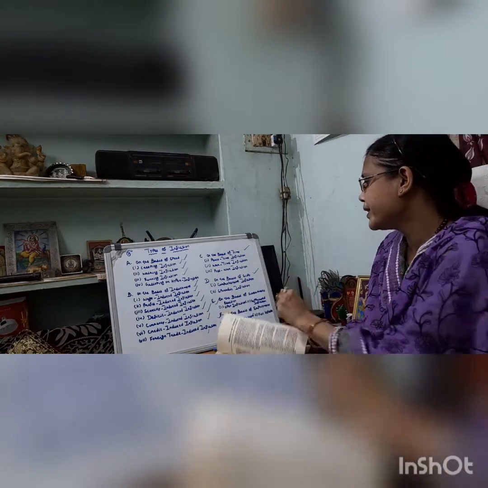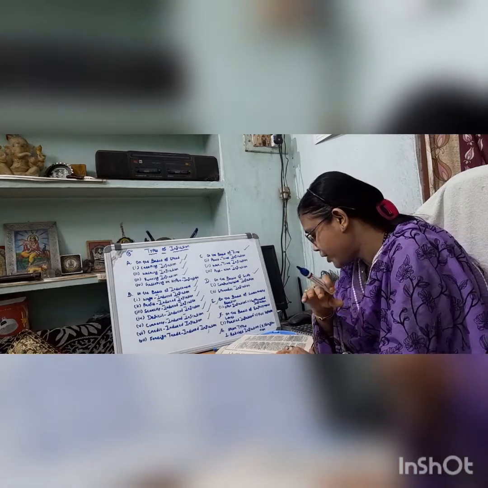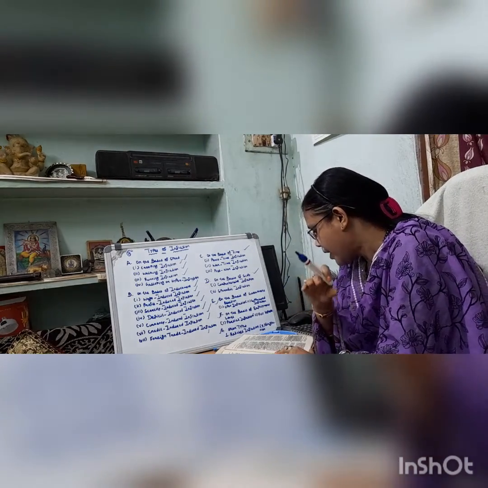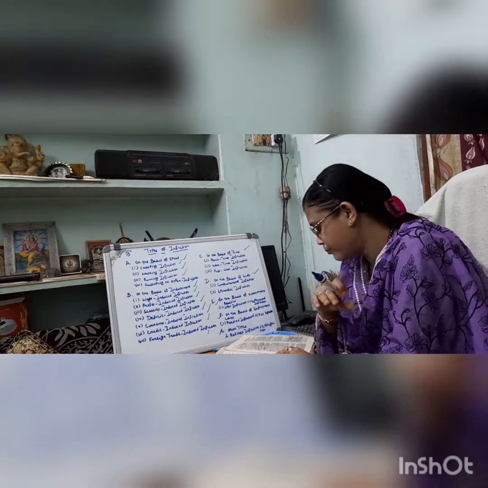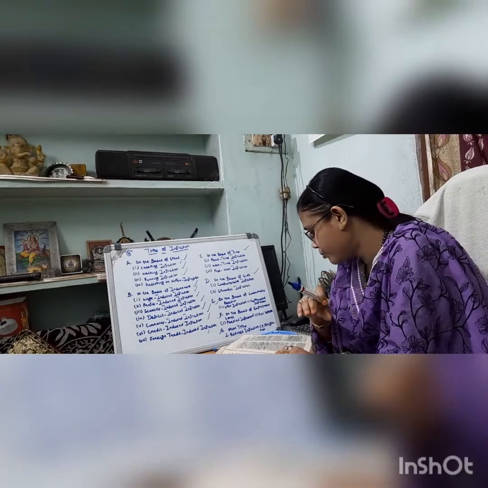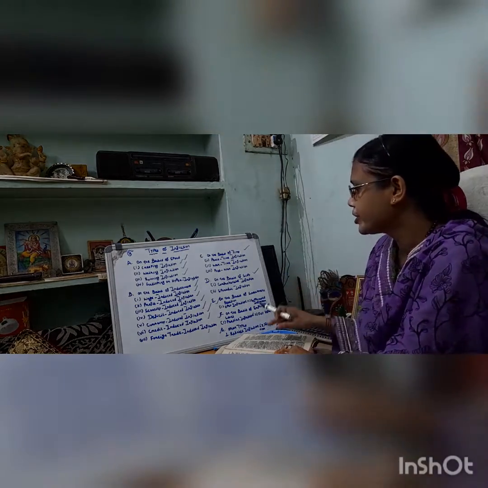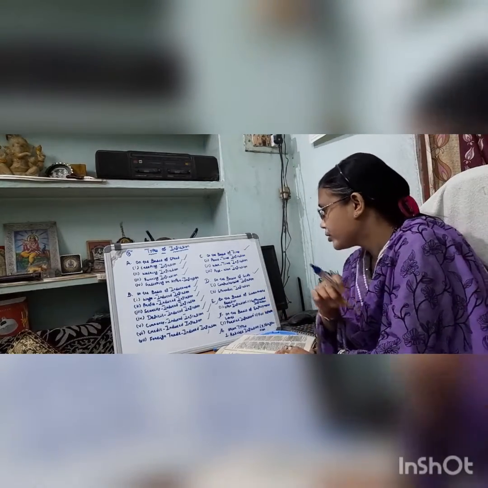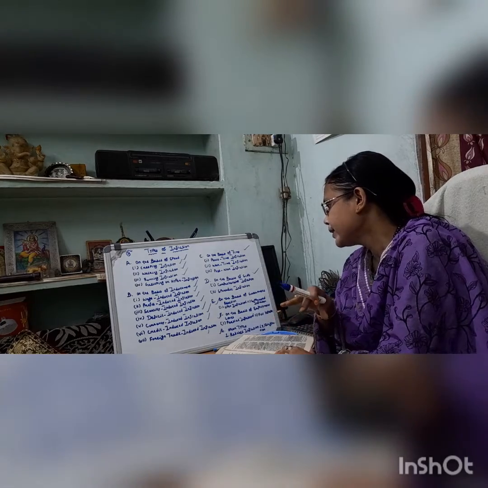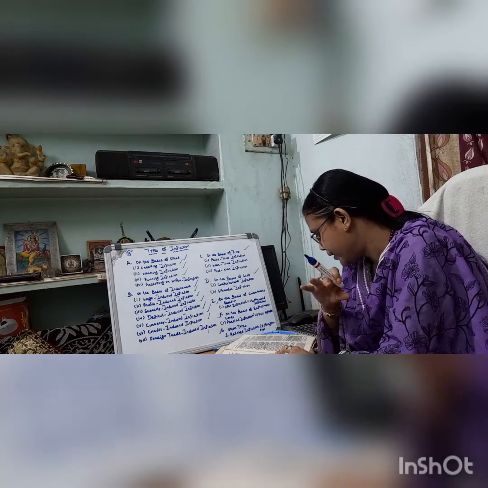Fifth, currency induced inflation. When the supply of money exceeds the available output of goods and services, it leads to an inflationary increase in prices. This is a case of currency induced inflation. Sixth, credit induced inflation. Then seventh, foreign trade induced inflation.